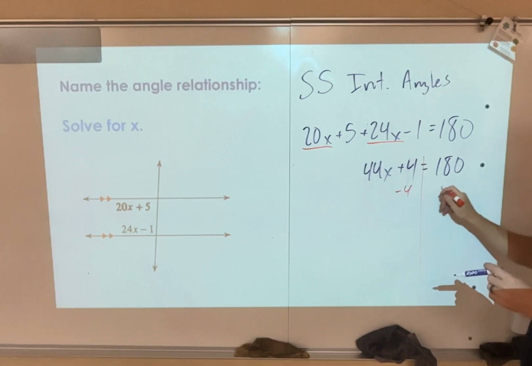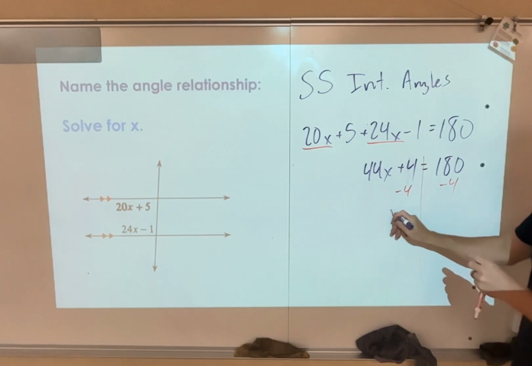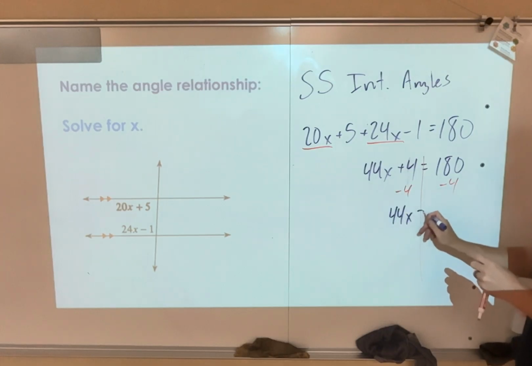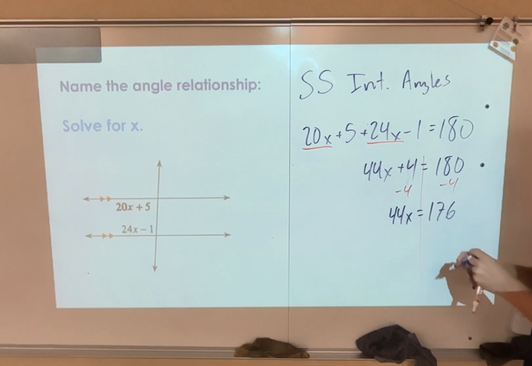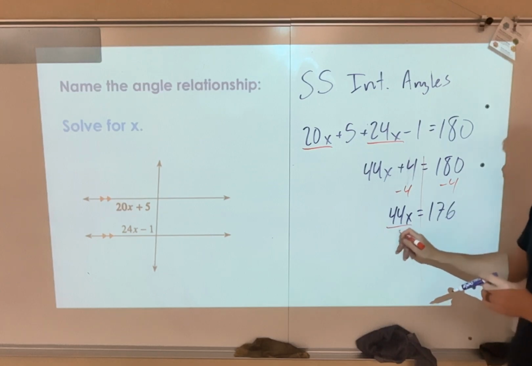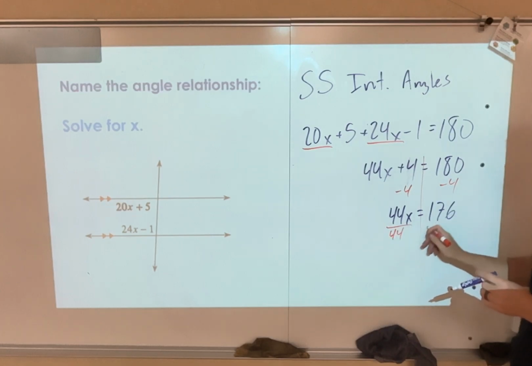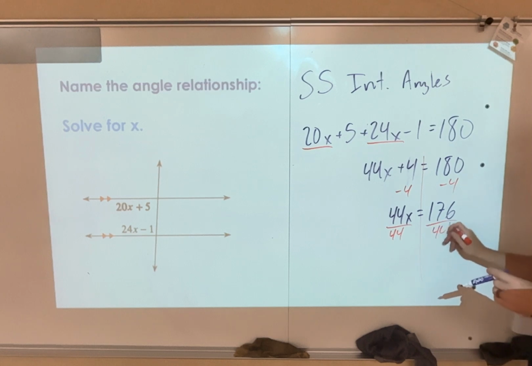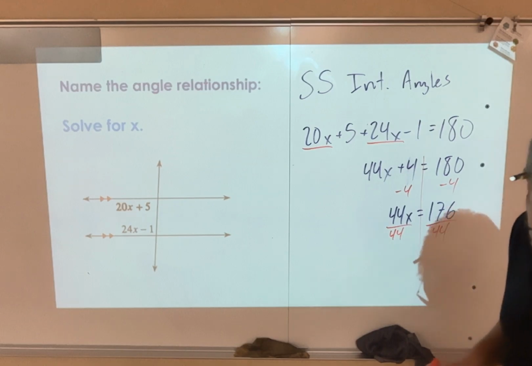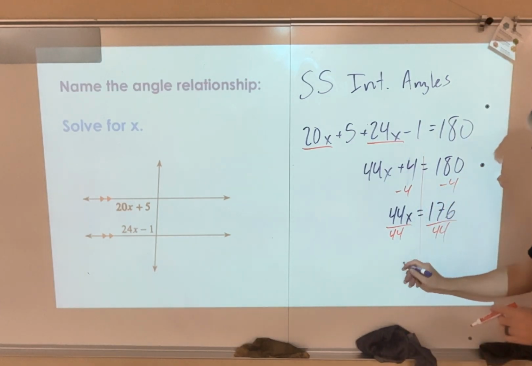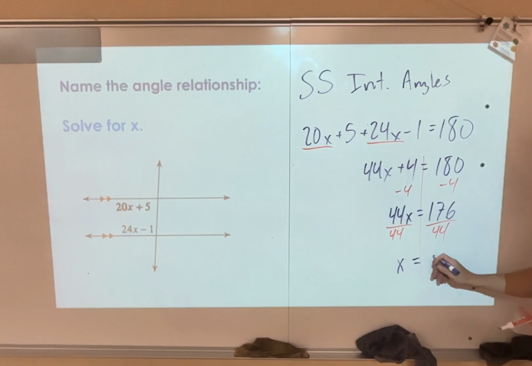Now if we subtract 4 on both sides, I get 44x equals 176. Divide both sides by 44. And I want to say that that's going to be 4. Yeah, 44 times 4 is 176. It's 160 plus 16, so x is equal to 4.